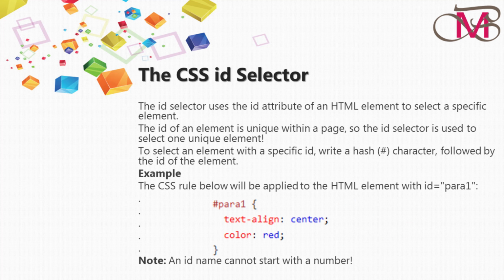The CSS ID selector. The ID selector uses the ID attribute of an HTML element to select a specific element. The ID of an element is unique within a page, so the ID selector is used to select one unique element. To select an element with a specific ID, write a hash character, followed by the ID of the element. Example. The CSS rule below will be applied to the HTML element with ID equals 1. Note, an ID name cannot start with a number.